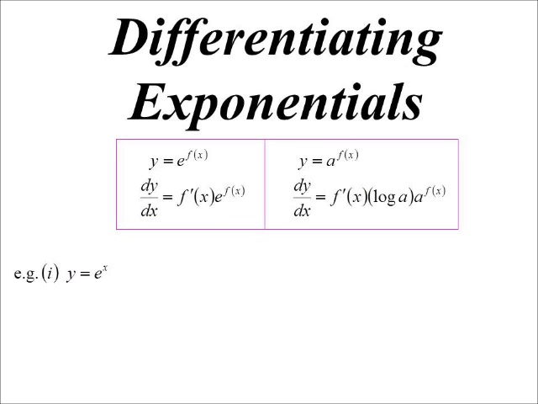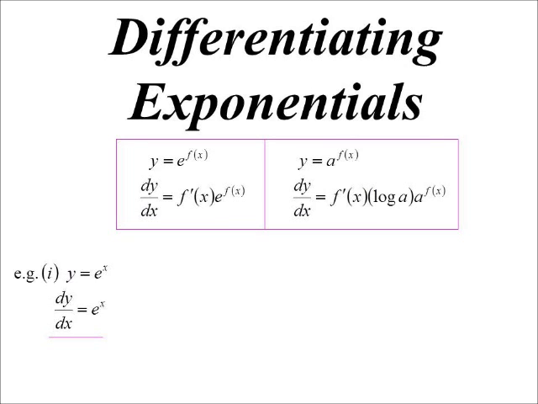This is the world's easiest question. e to the power of x, differentiate e to the power of x. You get e to the power of x. Because differentiate the power, which is x, differentiate x, you get 1. So 1 goes to the front, times e to the power, which doesn't change.